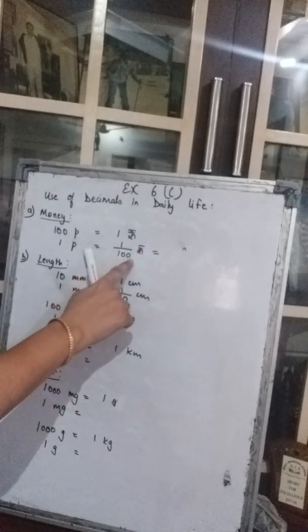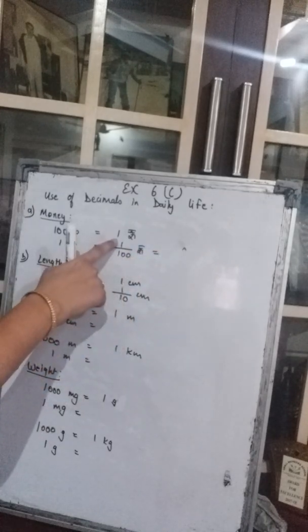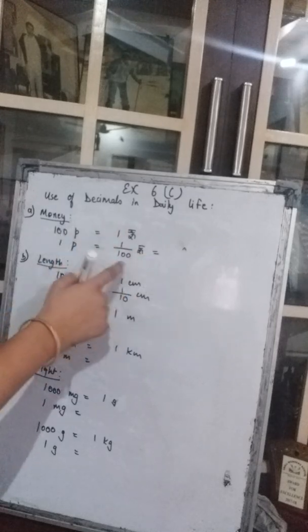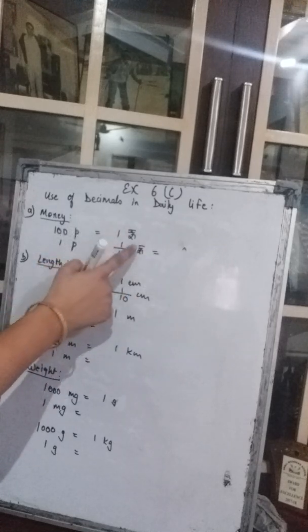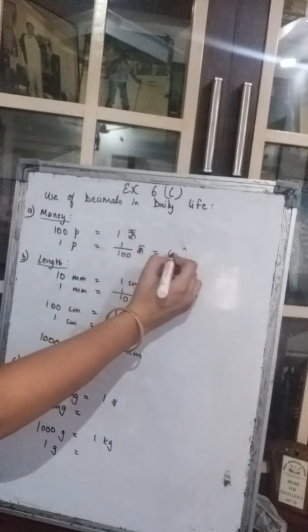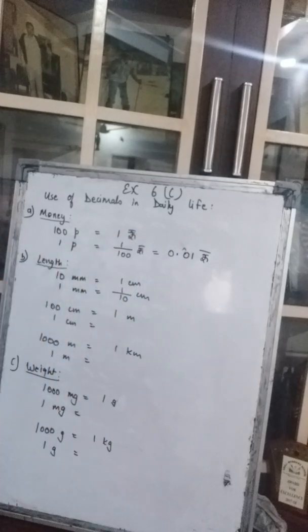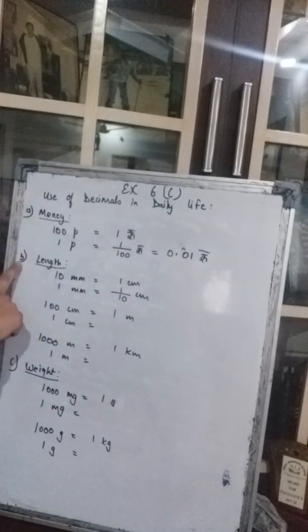How many zeros are there? 2 zeros. How many units are there? Only 1 unit is there. So we have to add one more 0 here before 1. So it will be 0.01 rupee. Is that clear? Okay, now we come to length.